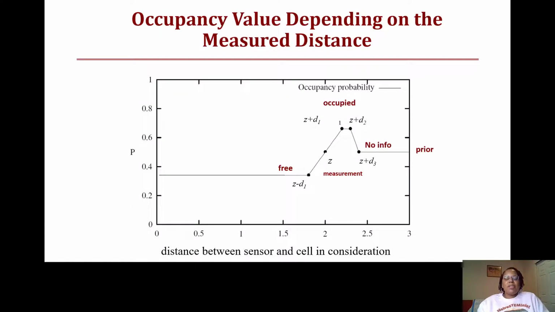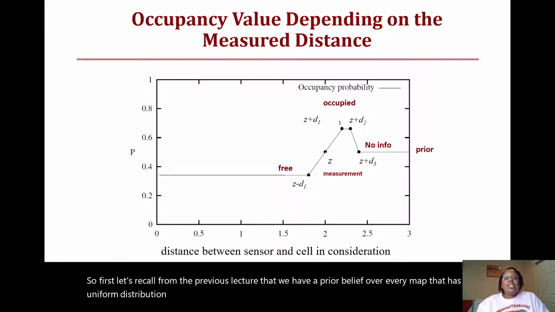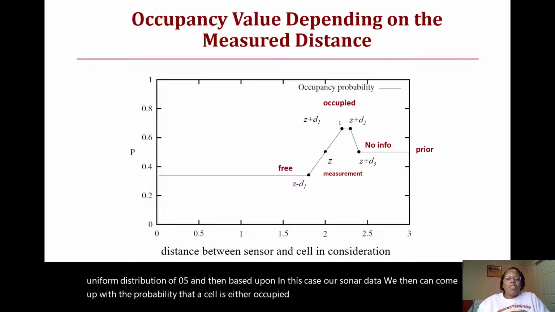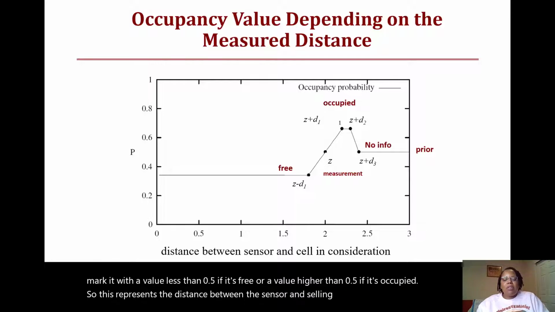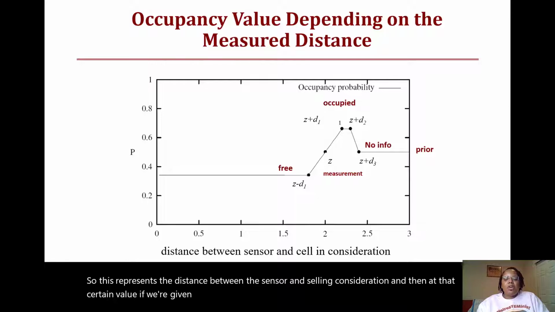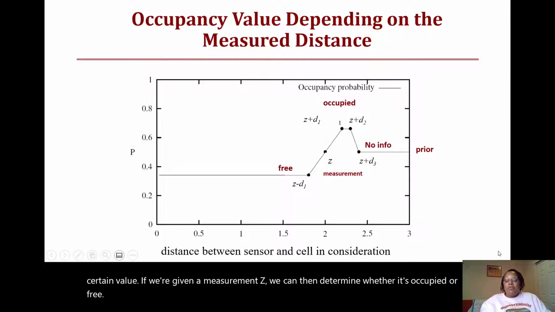First, let's recall from the previous lecture that we have a prior belief over every map that has a uniform distribution of 0.5. Then, based upon, in this case, our sonar data, we can come up with the probability that a cell is either occupied or free. Based upon that, we either mark it with a value less than 0.5 if it's free, or a value higher than 0.5 if it's occupied. This represents the distance between the sensor and the cell in consideration. And then at that certain value, if we're given a measurement Z, we can determine whether it's occupied or free.